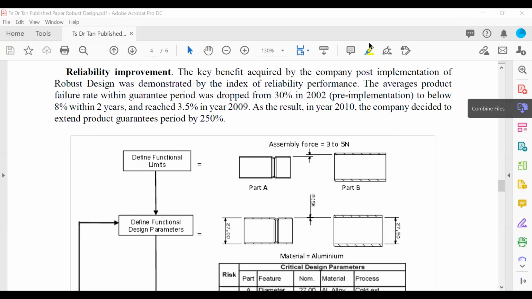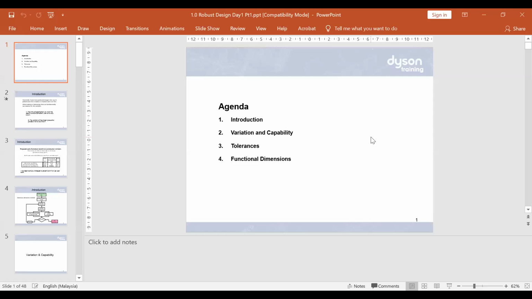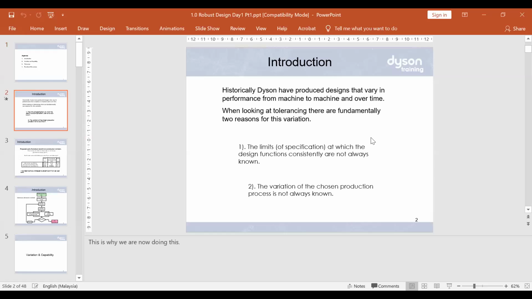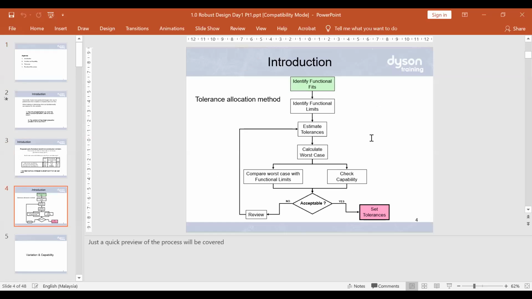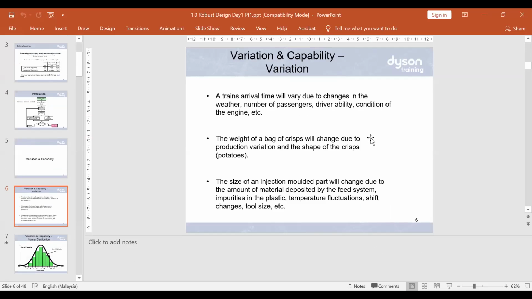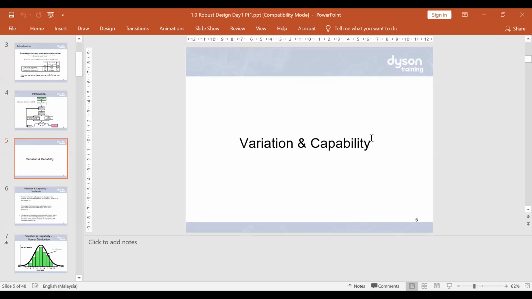Okay, let me open the next slide, which is also not e-learning. This is the slide I'm referring to. It's a training slide on robust design. I will not take you through it in detail because this is exactly what we learned. But what you can see from here is what we learned in our module. It's something very practical.